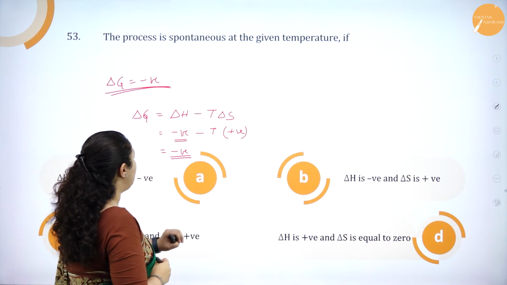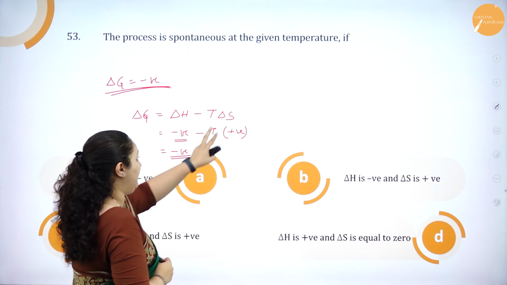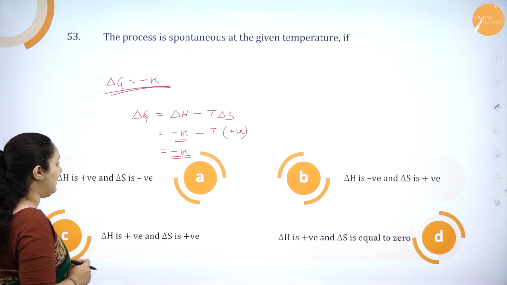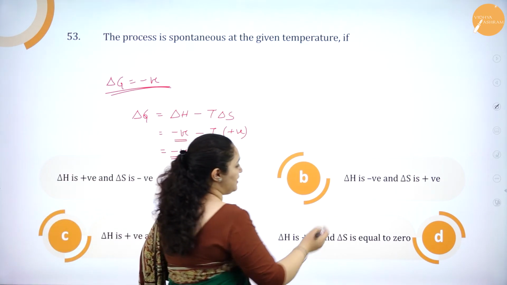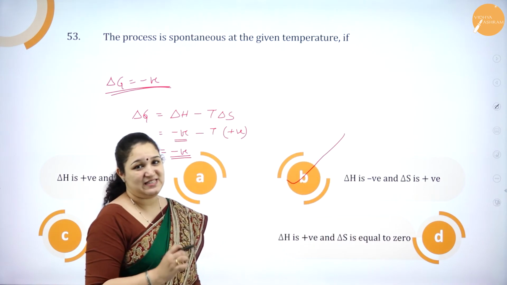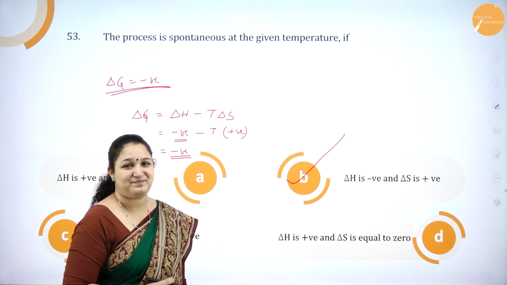Thus, we have to see where delta H is negative and delta S is positive. So which option will give us that one? Delta H is negative and delta S is positive. Option B is the right answer. Next question.